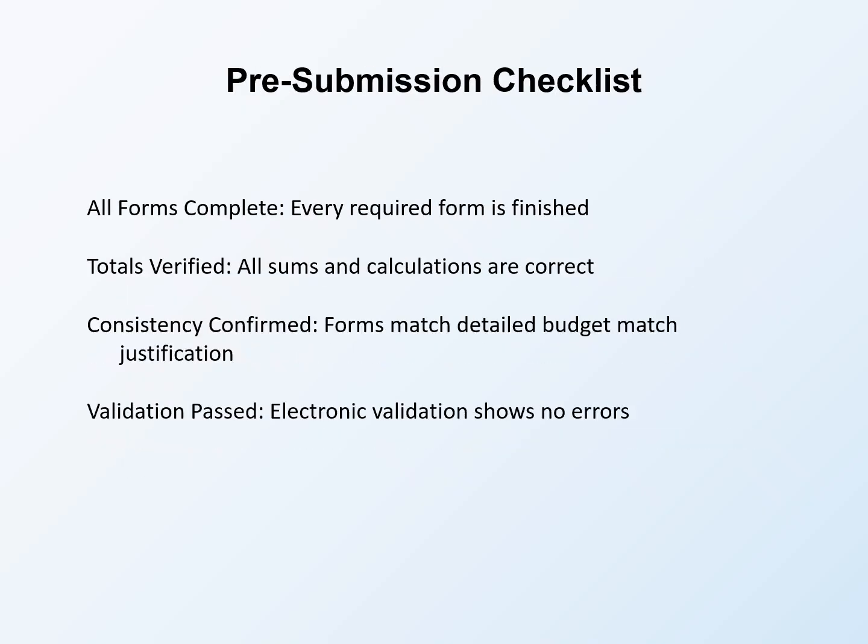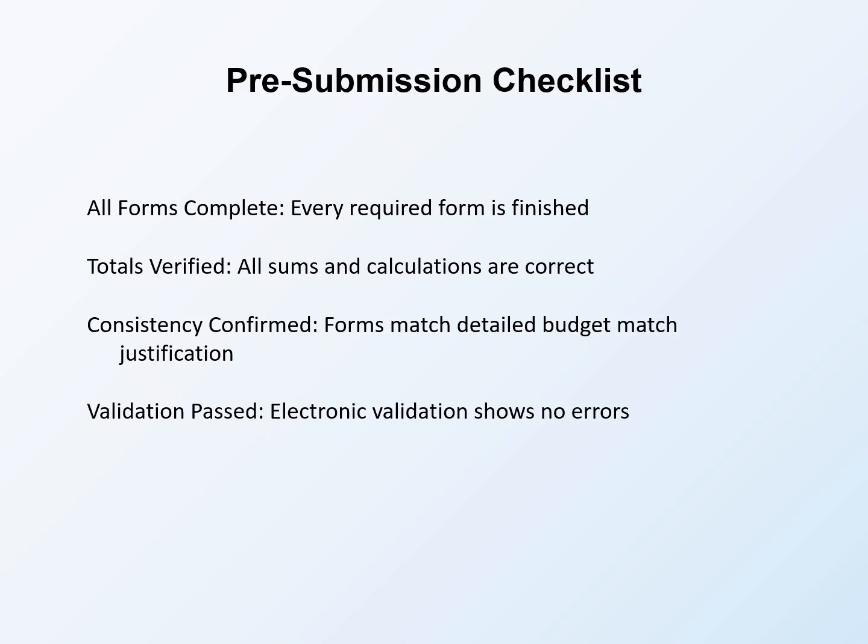A pre-submission checklist ensures budget forms are complete and accurate before you submit. Running through this checklist systematically prevents avoidable errors. All forms complete confirms every required budget form is finished. Check your funding opportunity announcement for the complete list of required forms. Incomplete applications may be rejected without review. Do not assume optional sections can be skipped without consequence.